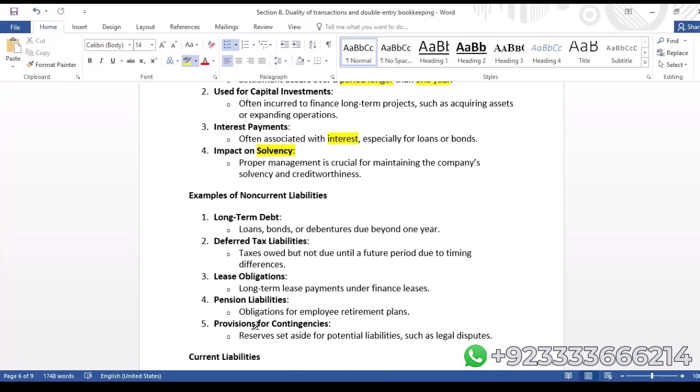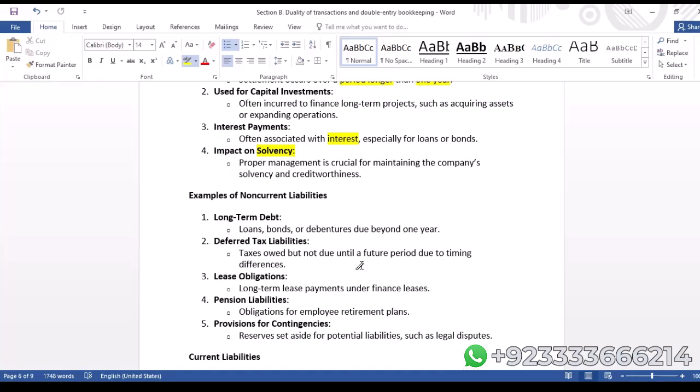For example, for long-term assets, non-current assets. These are long-term debts, which are loans and bonds, typically from a bank. Debentures are also a type of loan that we take from a bank that are long-term in nature, that we have to pay back in more than a year.